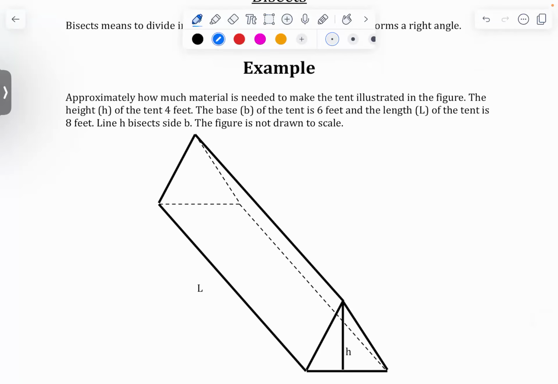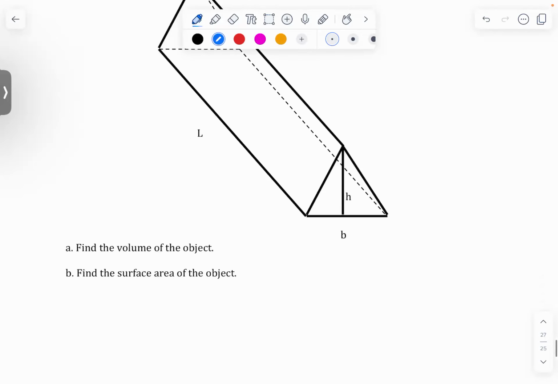So for an example here, approximately how much material is needed to make the tent illustrated in the figure? Height h of the tent is 4 feet. The base B of the tent is 6 feet. Length L of the tent is 8 feet. And then line H bisects side B. I want to find the volume of the object and the surface area of the object.